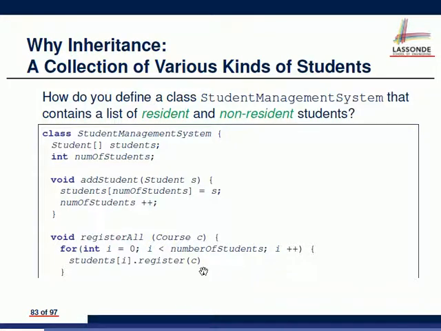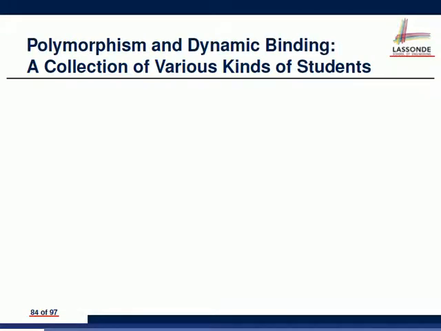Now think about this line over here, when we say students at position i register. At the runtime, how is dynamic binding going to work? As we said before, the array is a polymorphic array. That means the dynamic type is going to be any descendant class of student. In that case, if position i happens to have a resident student as its dynamic type, it's going to call the register method from the version in resident student. Otherwise, it's going to be another class. So that's how dynamic binding works.